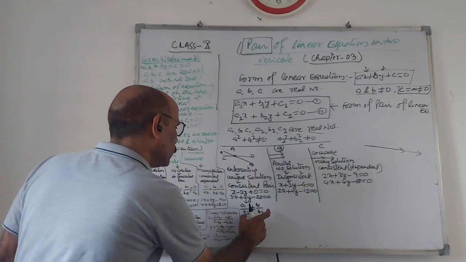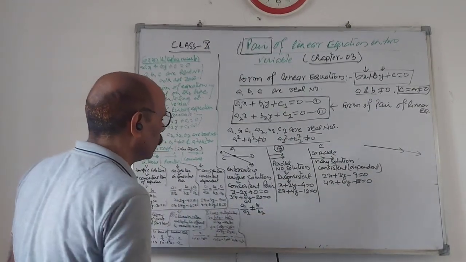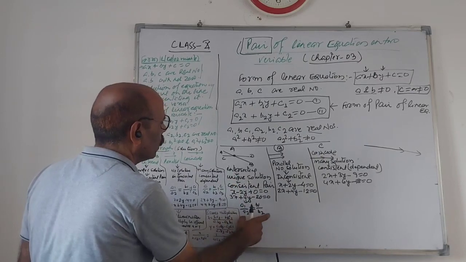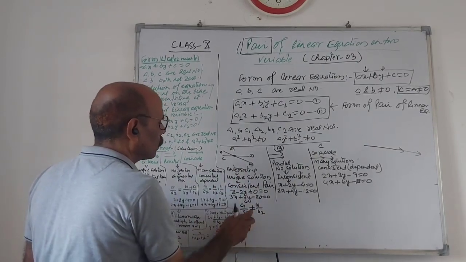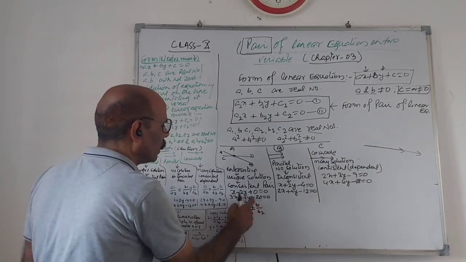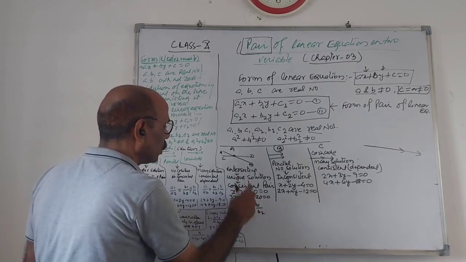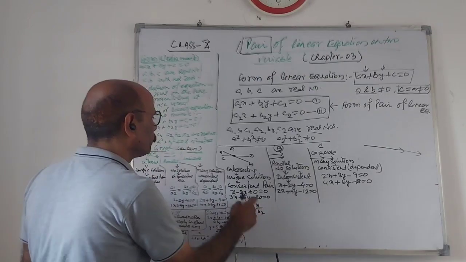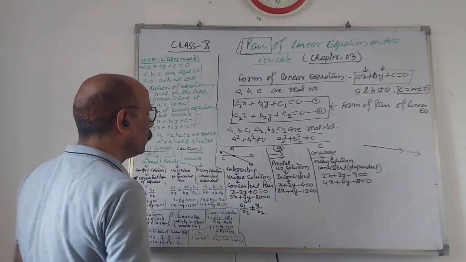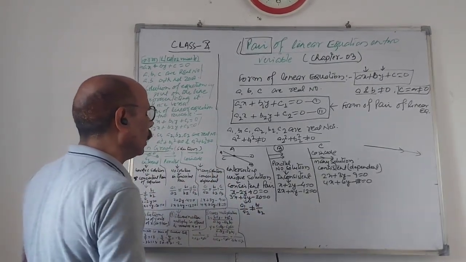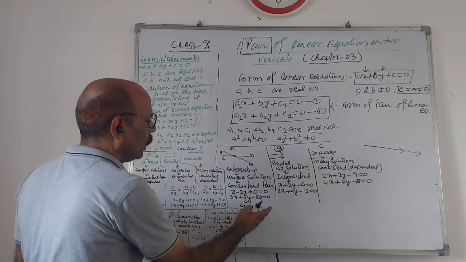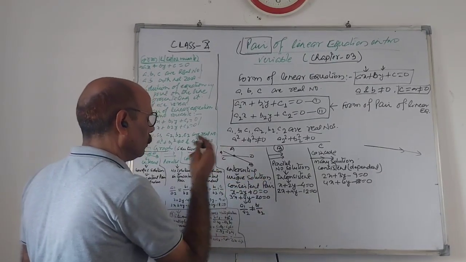If a combination like this is coming, if a ratio like this is coming with the coefficients, then certainly it indicates that this type of equation will give intersecting lines and a unique solution. One solution will be there and it will be called a consistent pair.